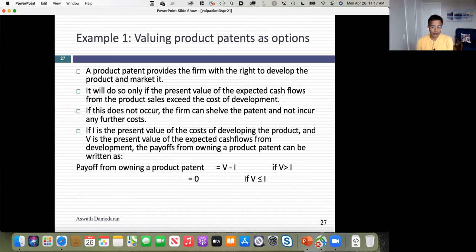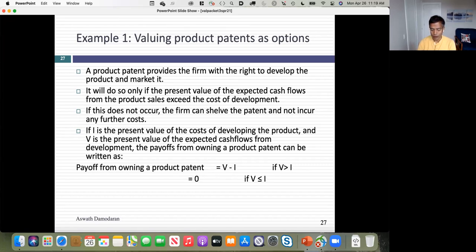I'm going to use this in two contexts. First, I'm going to argue that a product patent can be valued as an option. Let me explain. With a patent, what do you have? You have the rights to develop this patent into a commercial product. Keyword is right. Nobody can hold a gun to your head and say you have to develop it. You can choose to develop it. When would you choose to develop it? If you think the present value of the cash flows you will get from developing the patent exceeds the cost of developing the patent, you will develop it and make the difference, V minus I. So V is the cash flow and I is the initial investment. If V is greater than I, you will develop the patent.